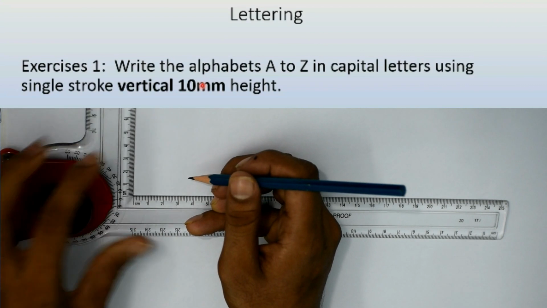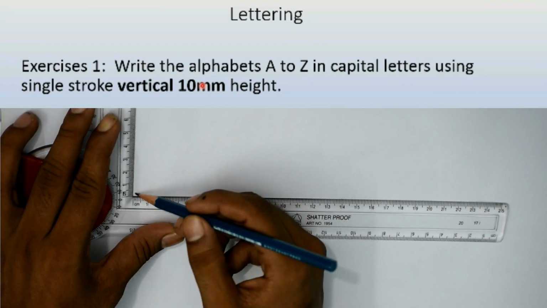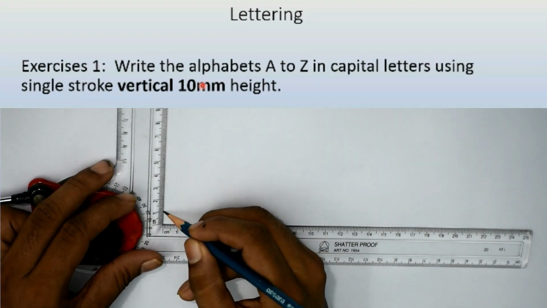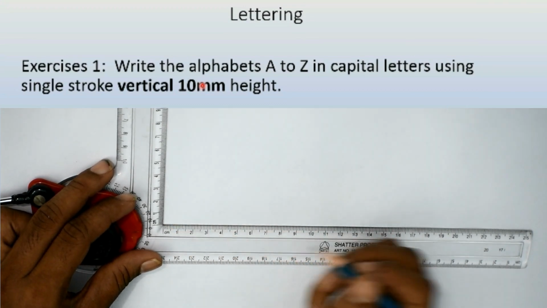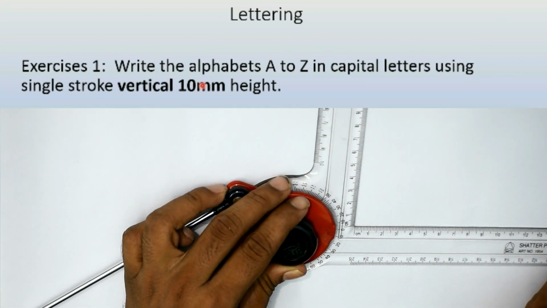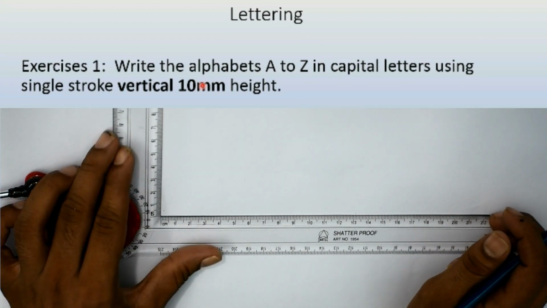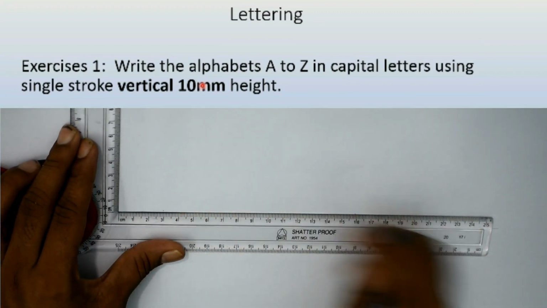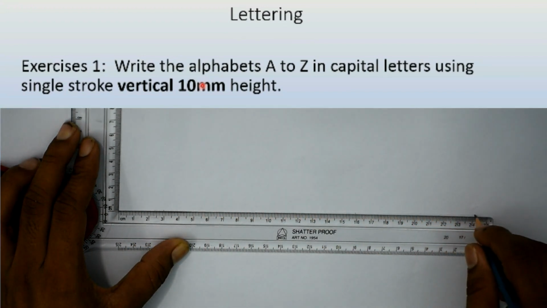For drawing this lettering with 10 mm, first we have to take two parallel lines which are 10 mm apart, and then from this line, at a distance of 10 mm, that is the given lettering height, I will draw one more parallel line. So this is one more line.